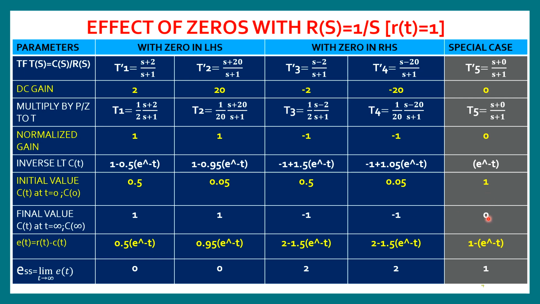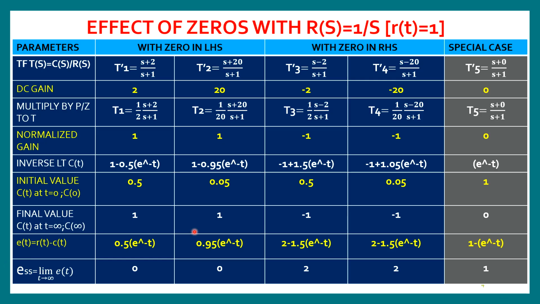So the concept we can say here is that there is an effect of undershoot when a 0 is added to the RHS. Similarly, when a 0 is added at the LHS, it will increase the initial magnitude and improve the speed of response by reducing the rise time. Right? So similarly, we can calculate e(t) and ess as in our previous case.